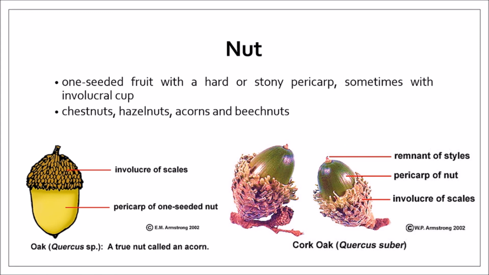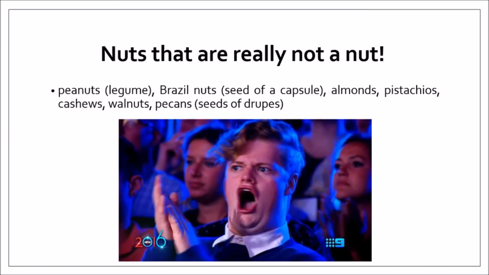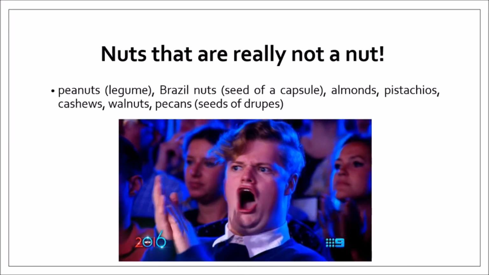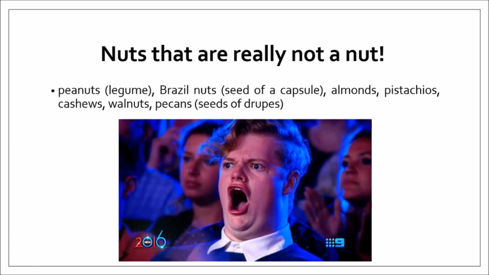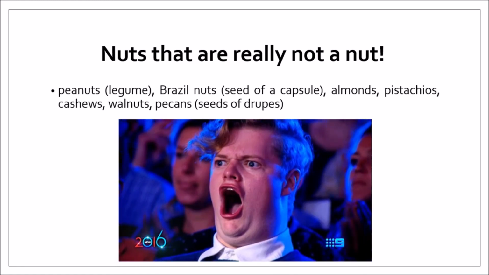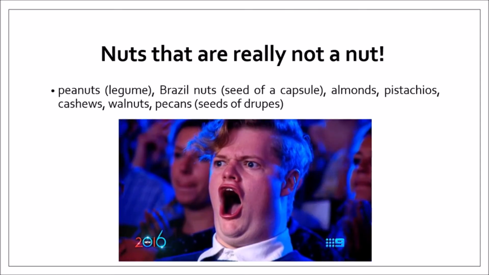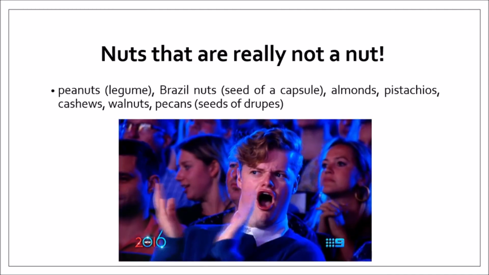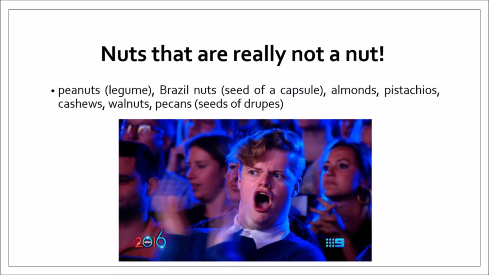Nut is a one-seeded fruit with a hard or stony pericarp that is sometimes with an involucral cup. Examples are chestnuts, hazelnuts, acorns, and beech nuts. So those we thought are nuts are really not nuts. Peanuts are actually legumes. Brazil nuts are seeds of a capsule. Almonds, pistachios, cashews, walnuts, and pecans are simply seeds of drupes. And coconut is not a nut, it is a drupe.